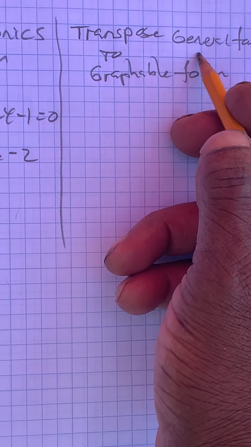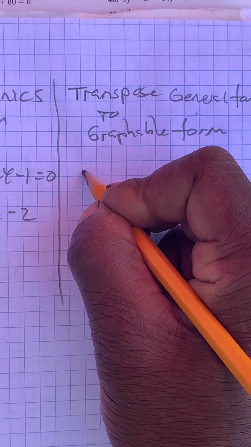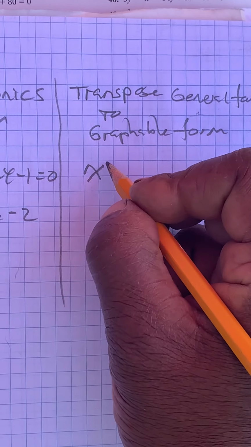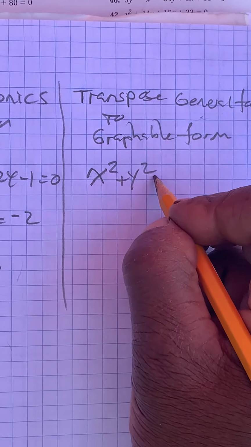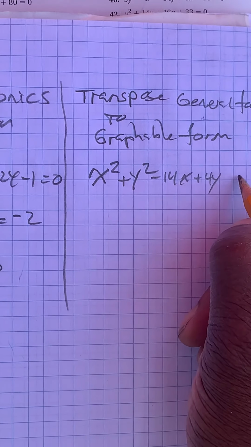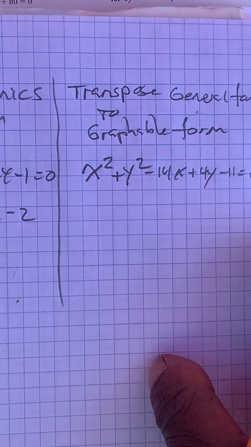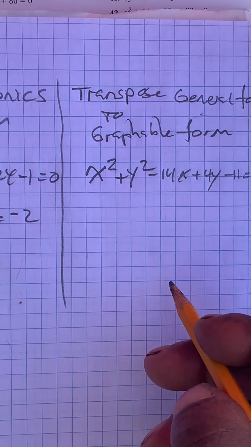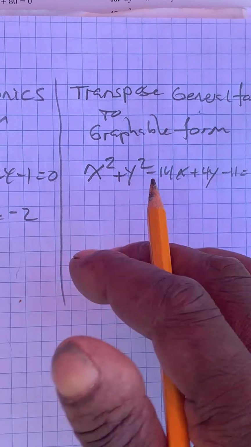Okay, so let's look at the other part of this. Transpose the general form to a graphic form. This is a little more involved. I think I will make a whole separate video on this, but I'll take you through one right now. So the process involves using what's called completing the square. We have to regroup our function.